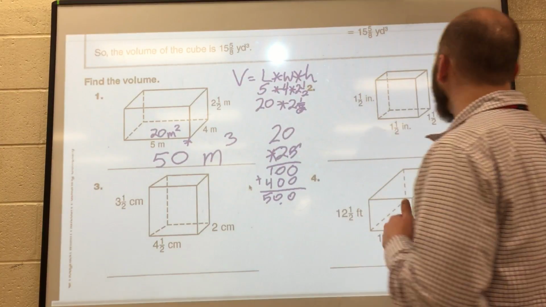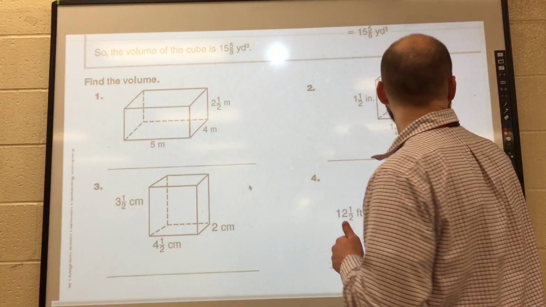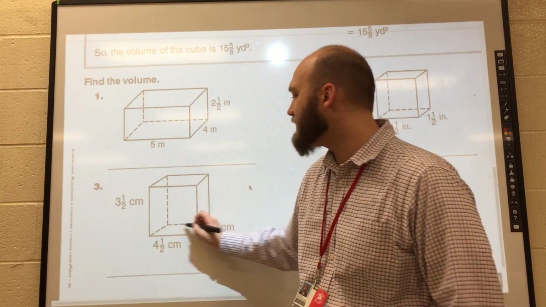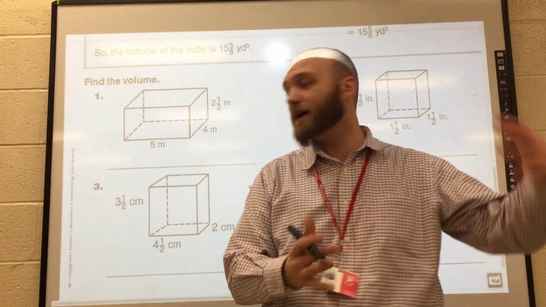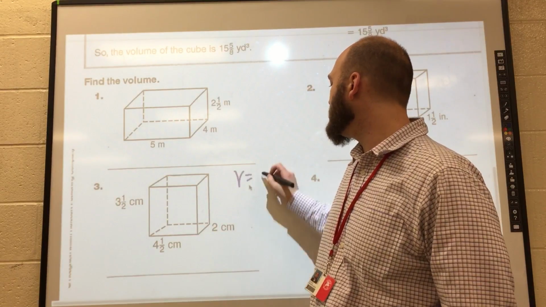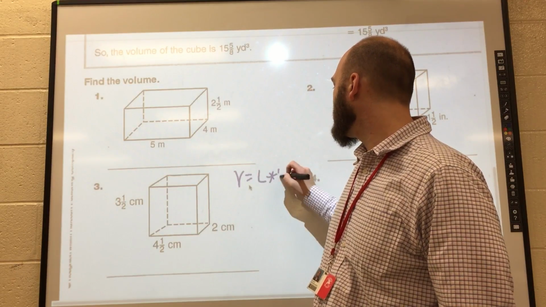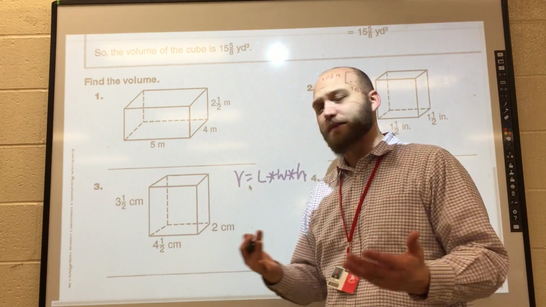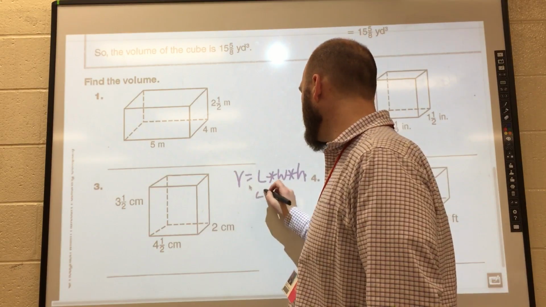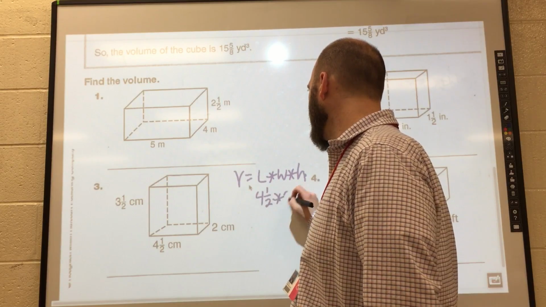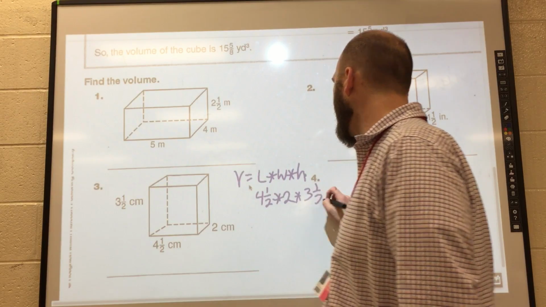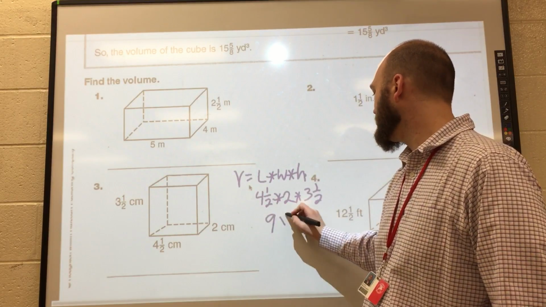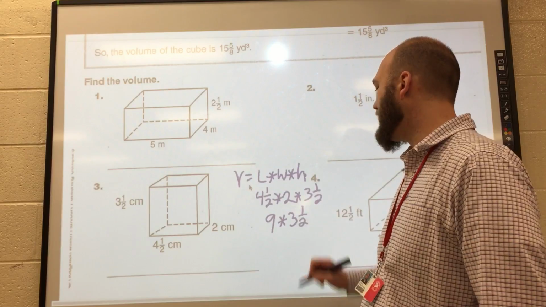So let me show you one more of those. As I erased everything, I come down here and I need to find the area of the base and then multiply that by the height. So my volume is going to be length times width times height, or total base times height. So let's do 4.5 times 2 times 3.5. 4.5 times 2 will give me 9 times 3.5.